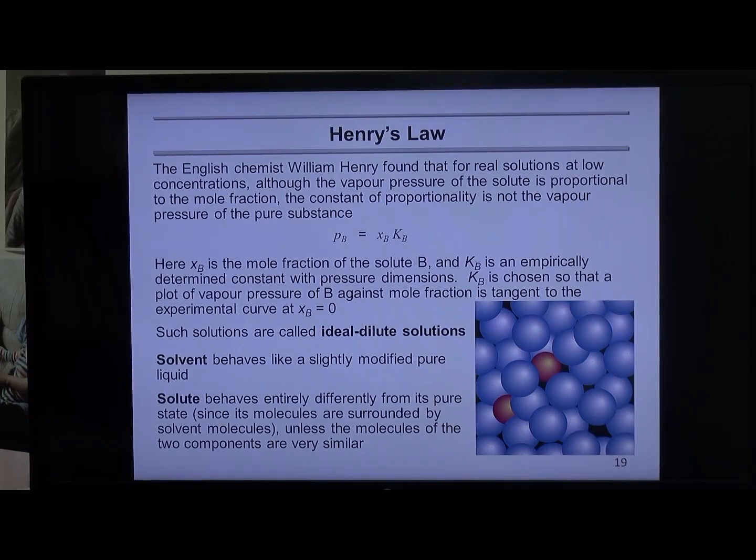Okay? On the other hand, for solute, when they are in pure form, compared to this situation, it's quite a different environment. So solute in a small amount behaves quite differently from when it was in pure form. That's why for an ideal dilute solution, solute and solvent follow different laws. Okay?